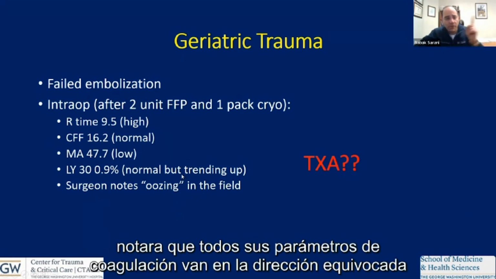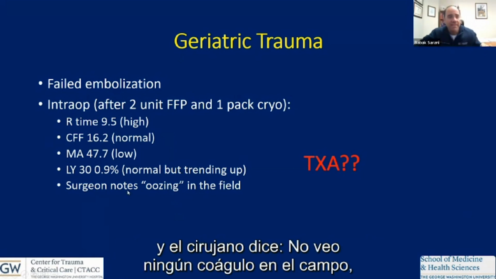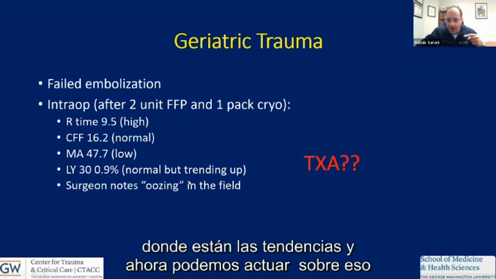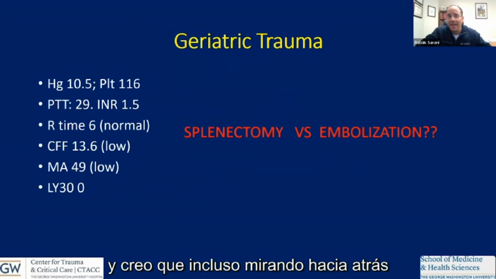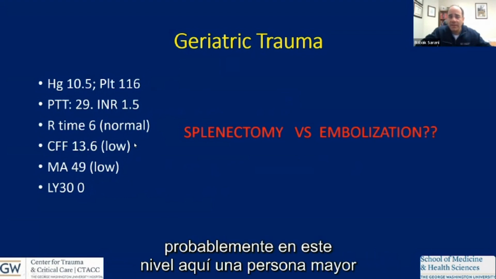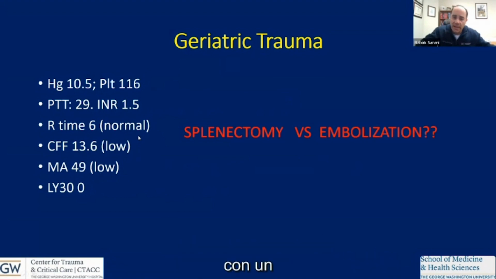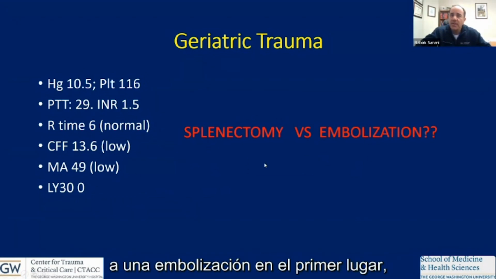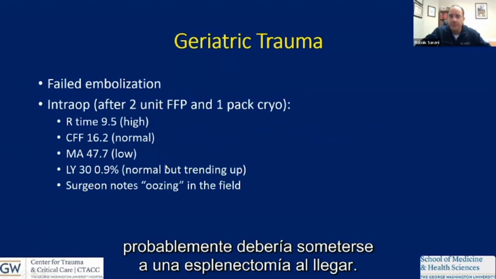You'll notice that all of your coagulation parameters are going in the wrong direction. And the surgeon says, I don't see any clot in the field. What I see is oozing in the field. And so the TEG is able to keep up with us and tell us in real time where things are trending, and we can now act on that. And I think even looking back, probably at this level here, an older person on an anticoagulant with altered TEG parameters probably should have never undergone embolization in the first place, probably should have had a splenectomy on arrival.